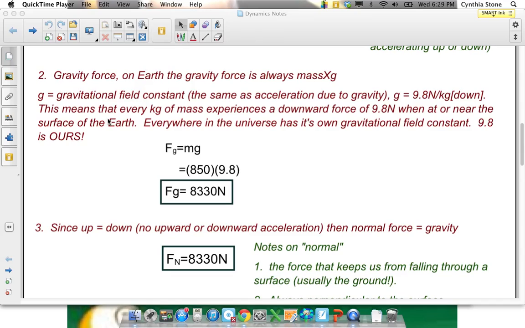So this means every kilogram of mass experiences a downward force of 9.8 newtons when at or near the surface of the Earth. So if you hold a coffee, or it'd be a heavy coffee, but a kilogram in your hand, what you're feeling is 9.8 newtons downward. We'll talk a lot more about gravitational field constants another time. The simple answer, of course, is that to find the Fg, you just multiply the mass of the car, 850, times 9.8. Okay?